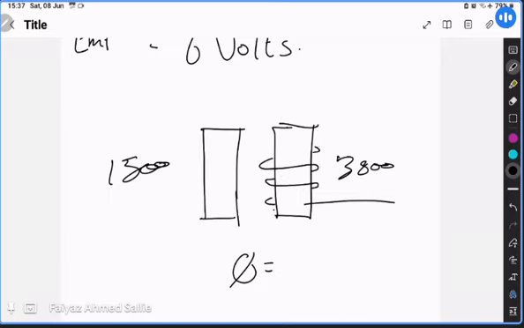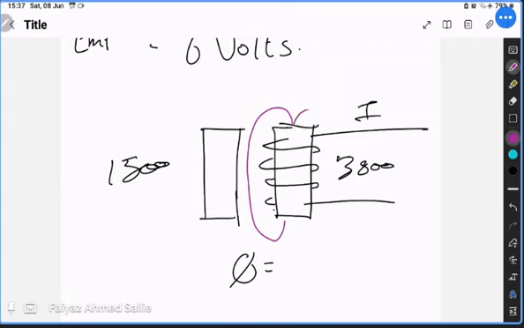These are the windings, and you will have like 3,800 over here. Then you will have a current flowing through here. That means that there will be an electric field generated here. So this is like an electromagnet. This is like your copper or cast iron. So here's another one.